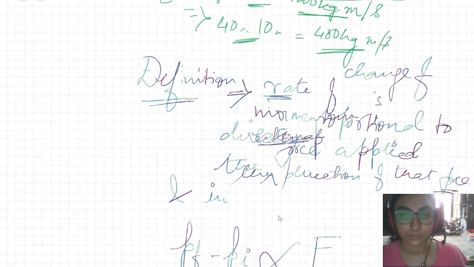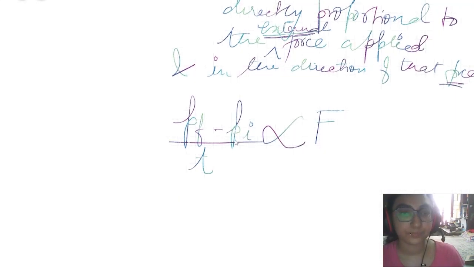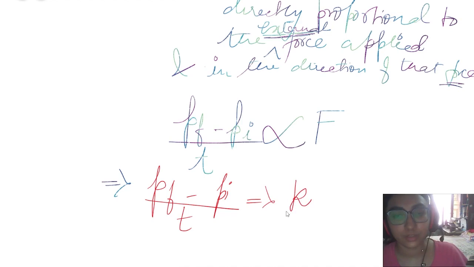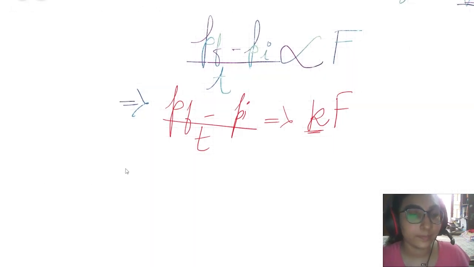And here, sorry, and here it will be Pf minus Pi by t is equal to, let's just give it a constant k for now, k into F. Okay, so we are going to be simplifying this a little bit.